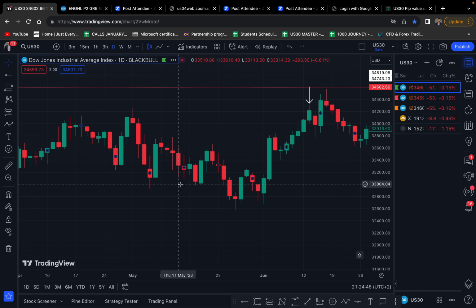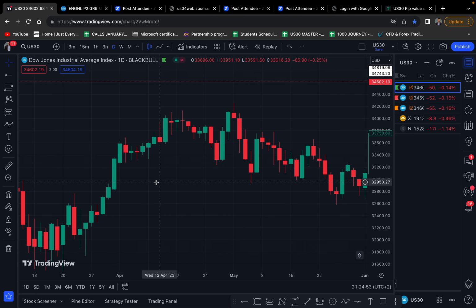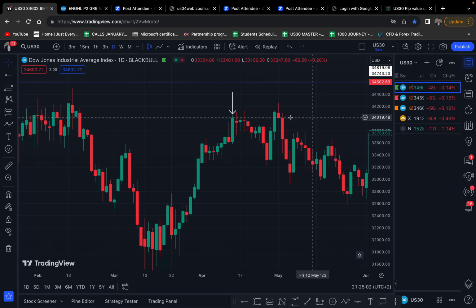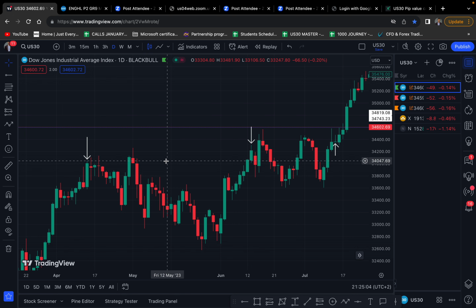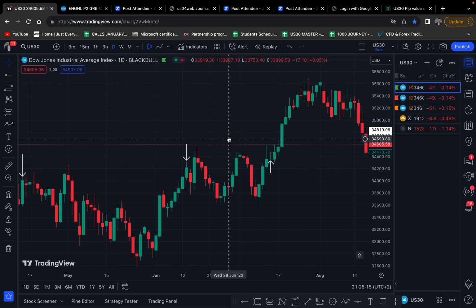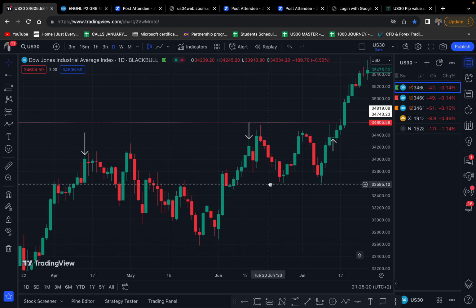Check one last one. Let's see another 13. Okay, there's no 13. See another 13 there. So just by looking at all these 13s, I don't see any repetition. I see this 13 gave us a strong buy, which happened on the Thursday, and then this on a Tuesday, and this on a Thursday.